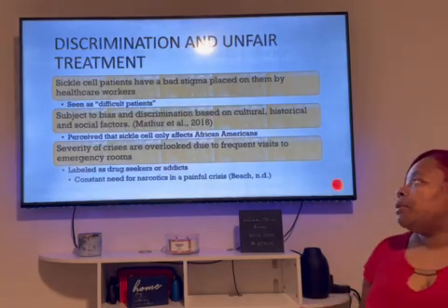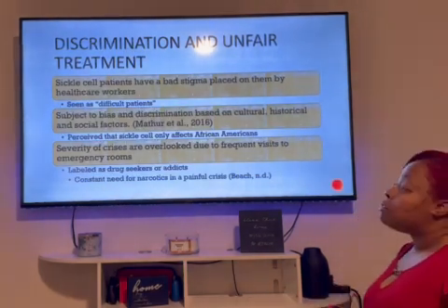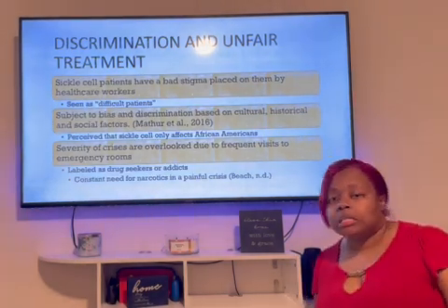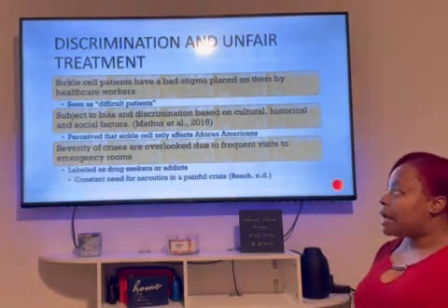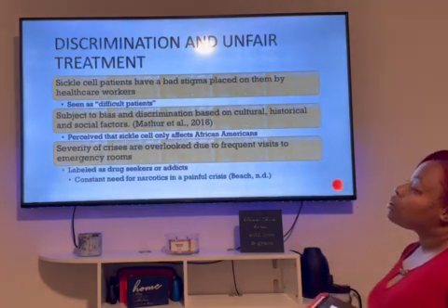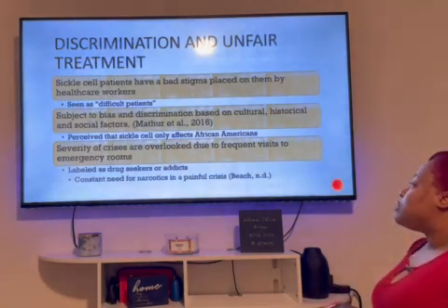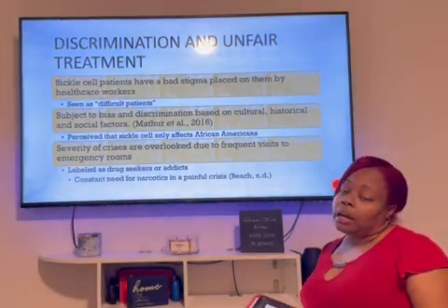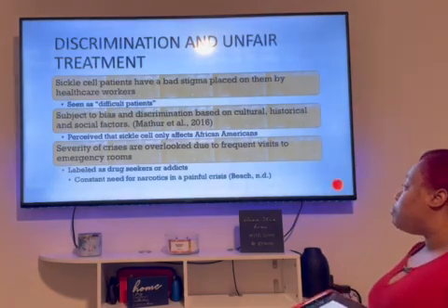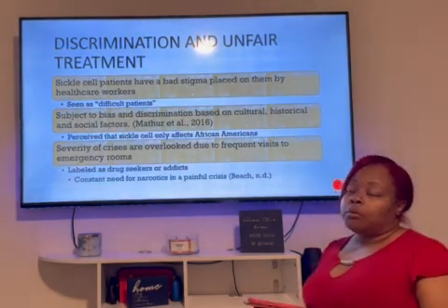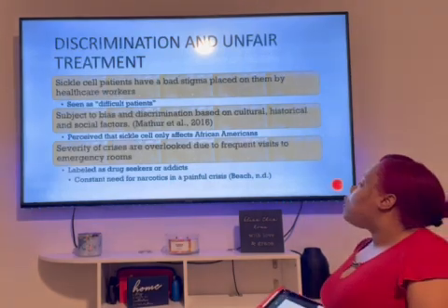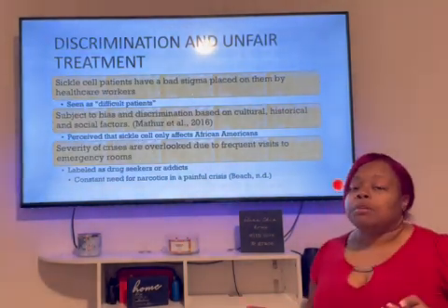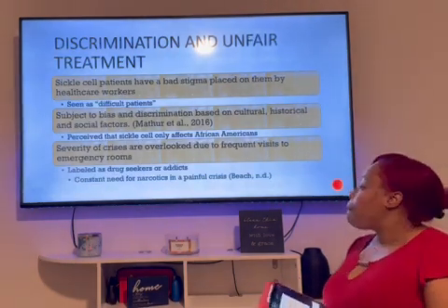Discrimination and unfair treatment. Sickle cell patients have a bad stigma placed on them by healthcare workers. Sometimes healthcare workers label them as bad patients. They are subject to bias and discrimination based on cultural, historical, and social factors. It is perceived that sickle cell only affects African Americans when it does not. It also affects Asians and people of Mediterranean descent, Southern Europeans, as we went over at the beginning of the presentation. It affects many people, and all of them do not look the same.